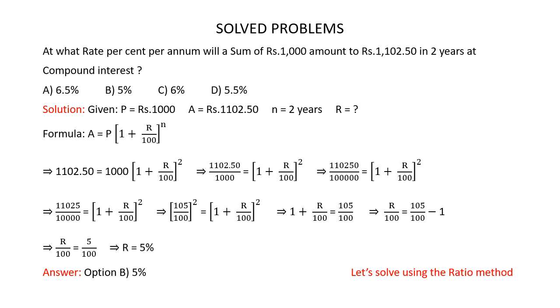As you can see here, 10,000 is nothing but 100 squared. 11,025 is nothing but 105 squared. So now we have 105 divided by 100 the whole square is equal to 1 plus R by 100 the whole square. From this we get 1 plus R by 100 is equal to 105 by 100. When you solve this equation, we get R is equal to 5%. That is, the rate percent per annum is 5%. The correct answer is option B, 5%.